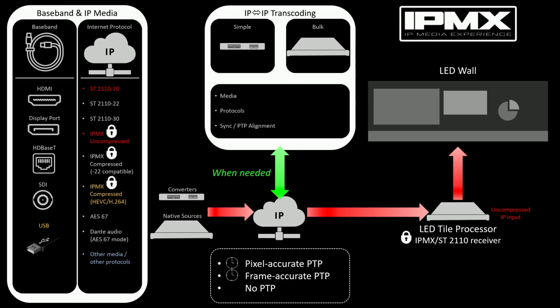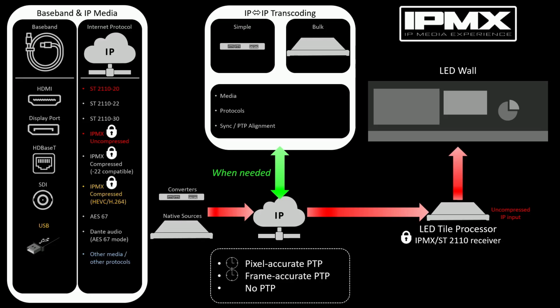Or a bulk transcoder would be useful if you wanted to convert 50 streams of one type to 50 streams of another type. And these types of IP to IP transcoding devices deal with not only media conversions like uncompressed to compressed or codec A to codec B, but they could also deal with protocol conversions. There's already one company, for example, that is doing NDI with the SpeedHQ codec to IPMX and vice versa.